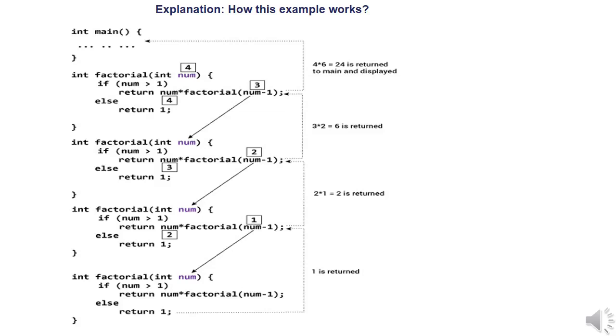Then that is multiplied with 2 in the previous step. You will get a result 2. This result will again pass into the previous step. So you will get 3 into 2, that is 6, returned to the previous step. So 4 into 6 will be performed. Then you will get 24 and that is passed into the main function and the result is displayed. This is what is happening when a recursive function works.